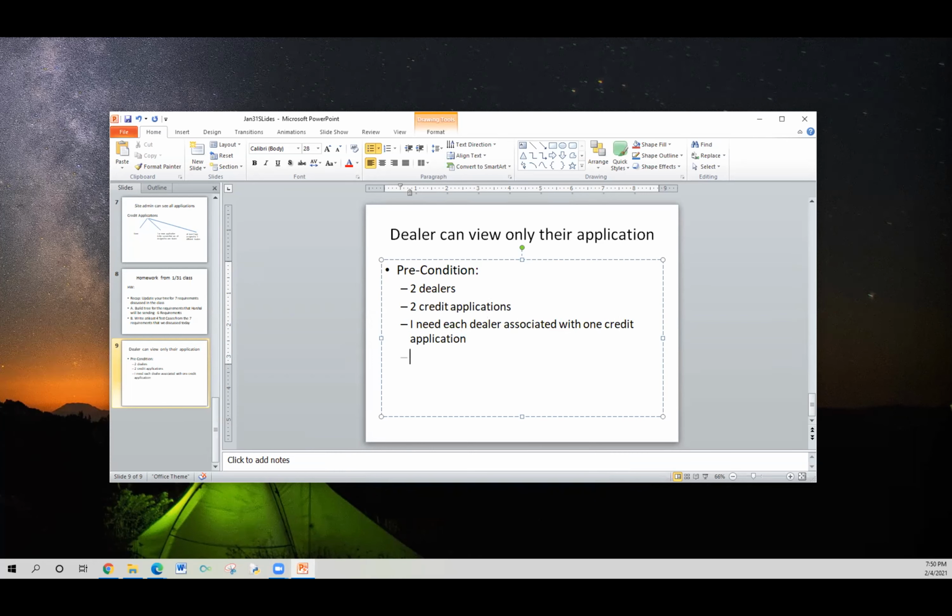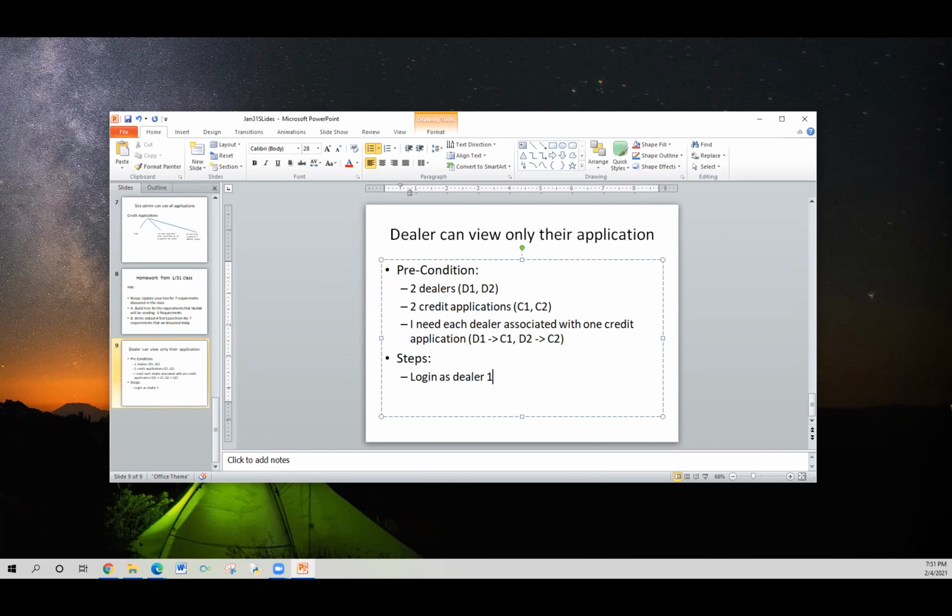And then logically, what are the steps? What do I need? First, I need to log in as dealer one. Now look at what my precondition is. Let's say D1 and D2 are the two dealers, and C1 and C2 are my two credit applications. D1 is associated with C1 and D2 is associated with C2. Are you guys with me so far?